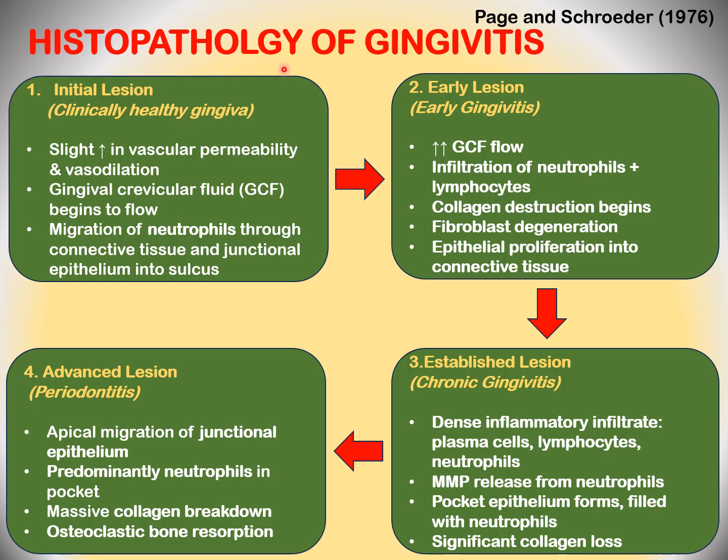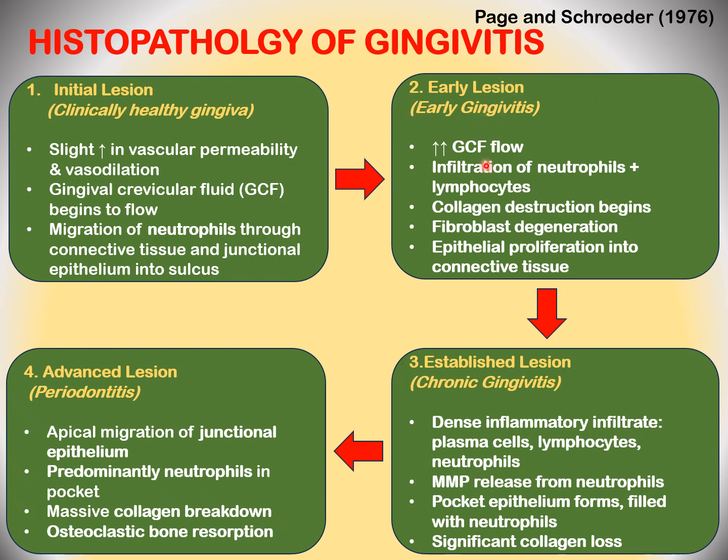So coming to the histopathology of gingivitis as given by Page and Schroeder in 1976, gingivitis is divided into four stages. The first starts from the initial lesion, followed by the early lesion, then the established lesion, which finally progresses to the advanced lesion. The initial lesion is clinically represented by healthy gingiva. In this we can see a slight increase in vascular permeability and vasodilation, and there is a flow of GCF which begins here, and we can see migration of neutrophils through the connective tissue and junctional epithelium into the gingival sulcus.